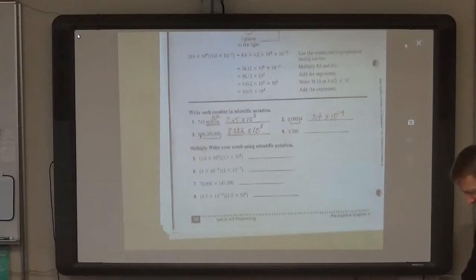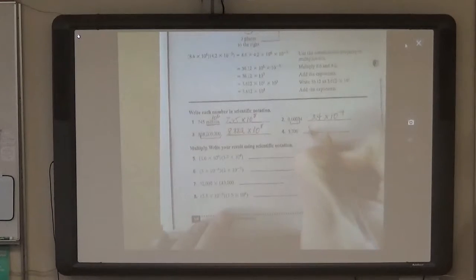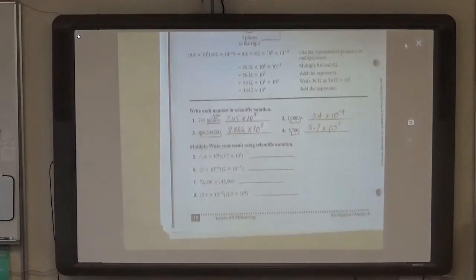And again, make your corrections in pen. Okay? Just make your corrections in pen. The last one, 5.7 times 10 to the third power. 3 places to the 3rd power. All right?